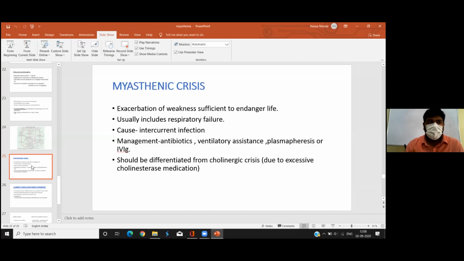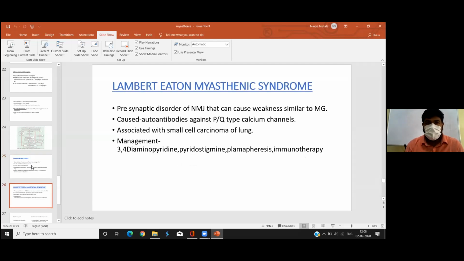In Lambert-Eaton, what are we doing? We have already talked about the function of the voltage gated calcium channels and all. Other than that, what are we giving? Immunosuppressive therapy we are giving. And the diagnosis of myasthenia?